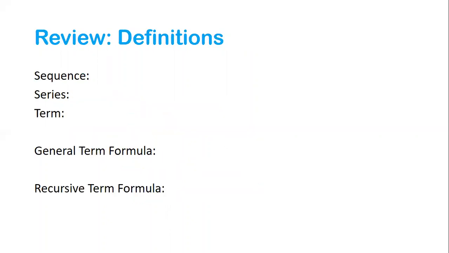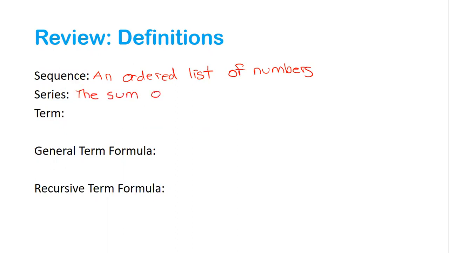So before we get into it, let's go over a few definitions that we talked about previously. So a sequence is simply an ordered list of numbers. A series is simply the sum of the terms in a sequence. A term is a number in a sequence.